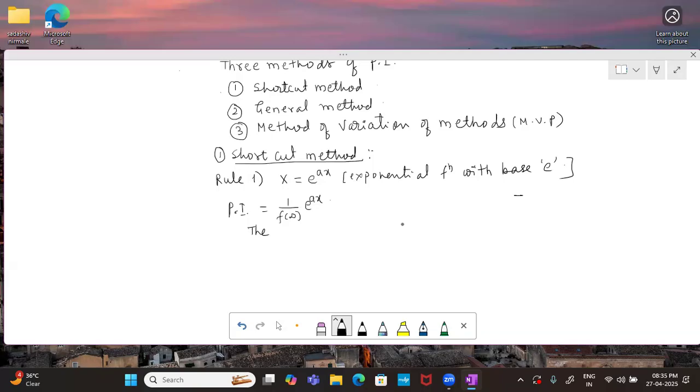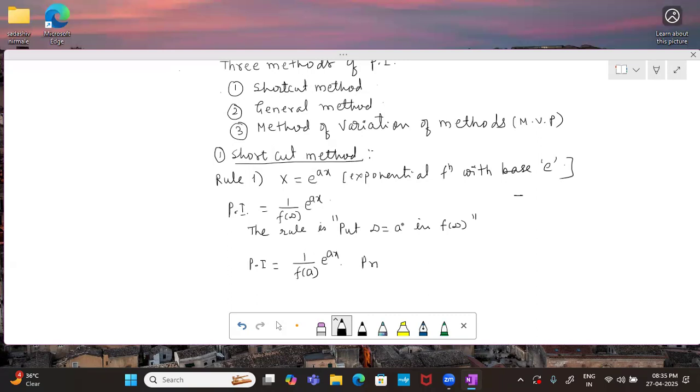So the rule is: put D is equal to a in f of D. Very simple rule. Directly replace D by a, where a is the coefficient of x. So D will be replaced by the coefficient of x. So PI will be like this: 1 upon f of a, putting D is equal to a directly, e raised to ax.